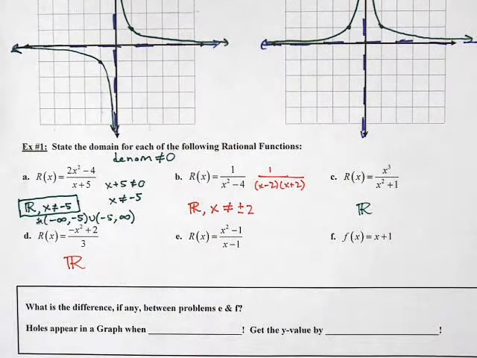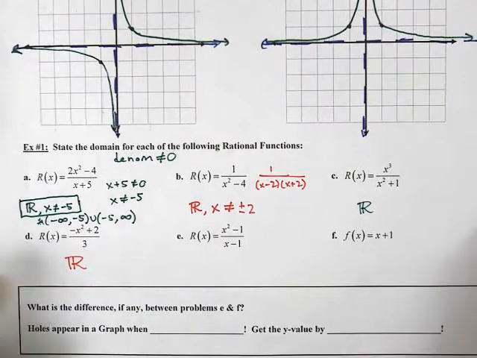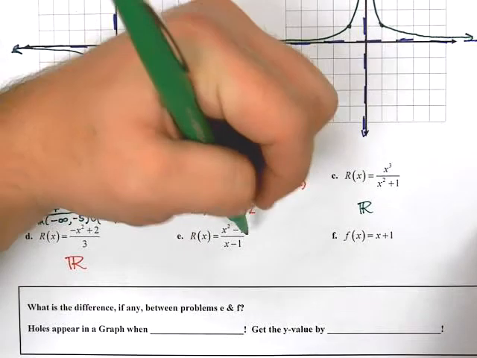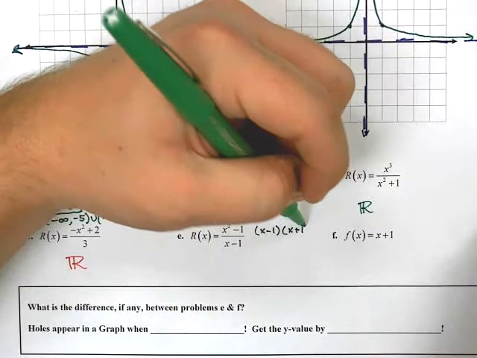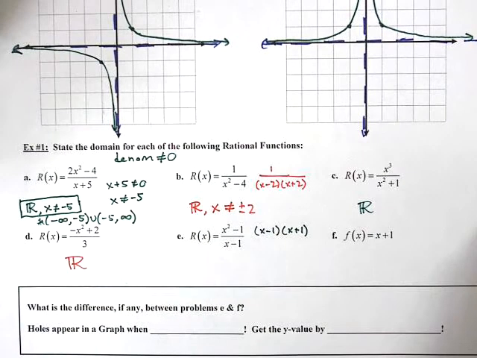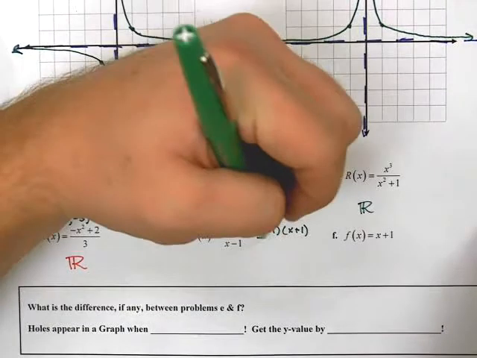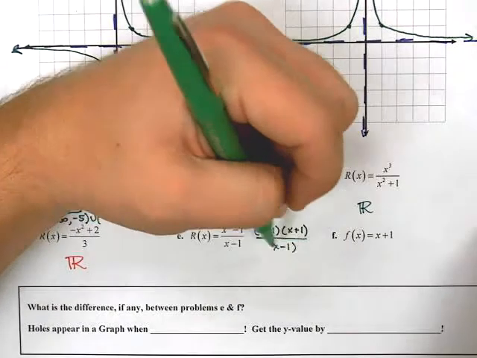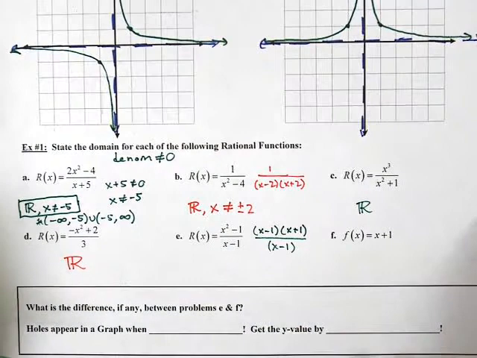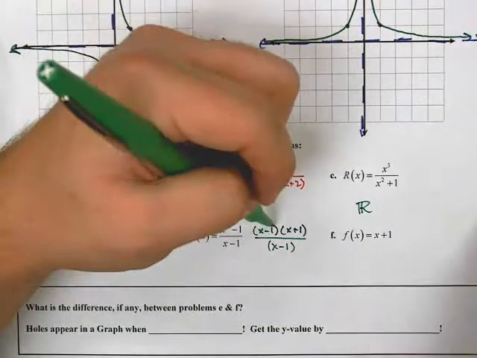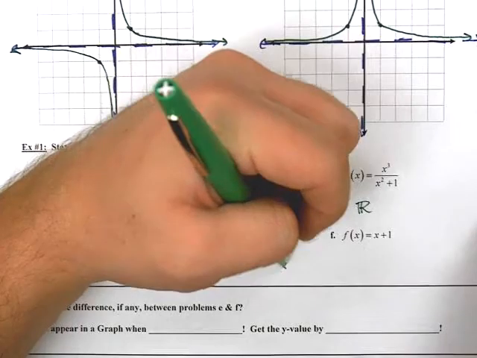Alright, E and F. This is where I want to do some talking here. You need to be on the lookout, because I hope you're okay with me rewriting the numerator like that. And what I want you to notice here is, what do you see in both the top and the bottom? Well, I see an x minus 1. So of course, cross them out, and we get x plus 1.